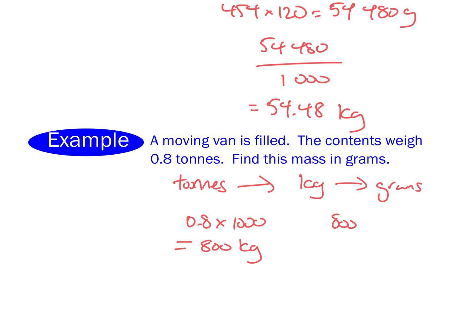How many grams in a kilogram? There'll be 1,000. You multiply that by 1,000, and you get 800,000 grams.